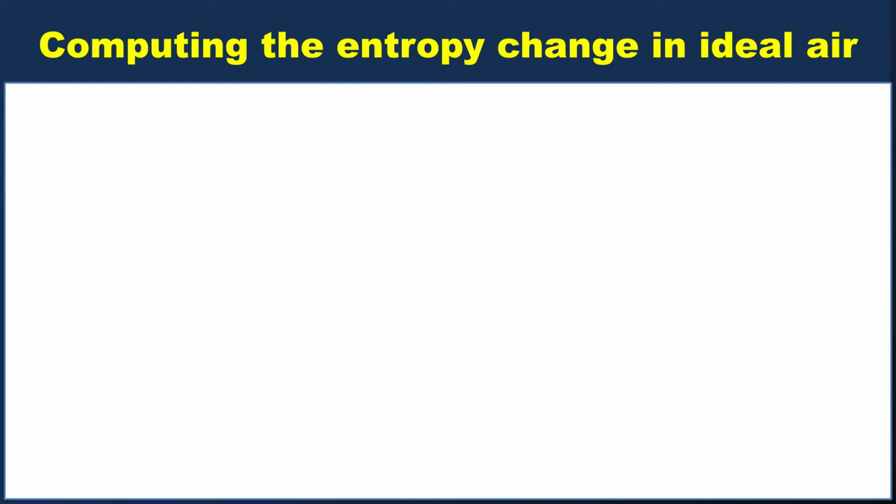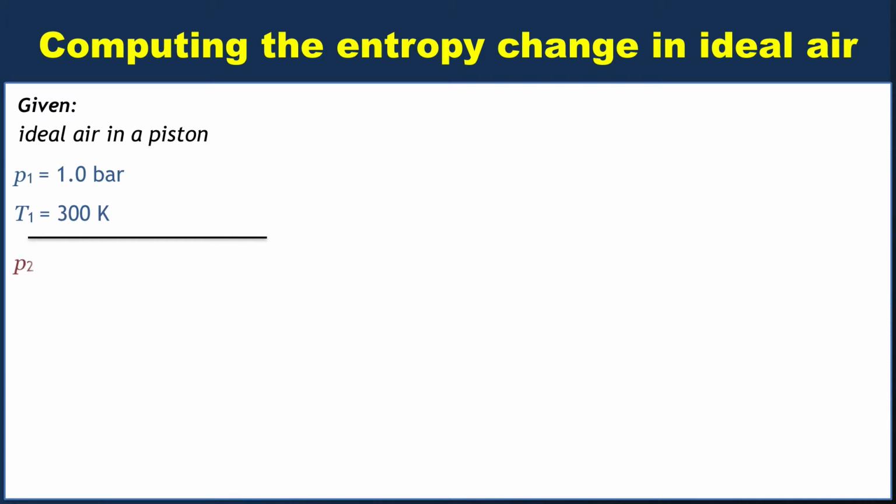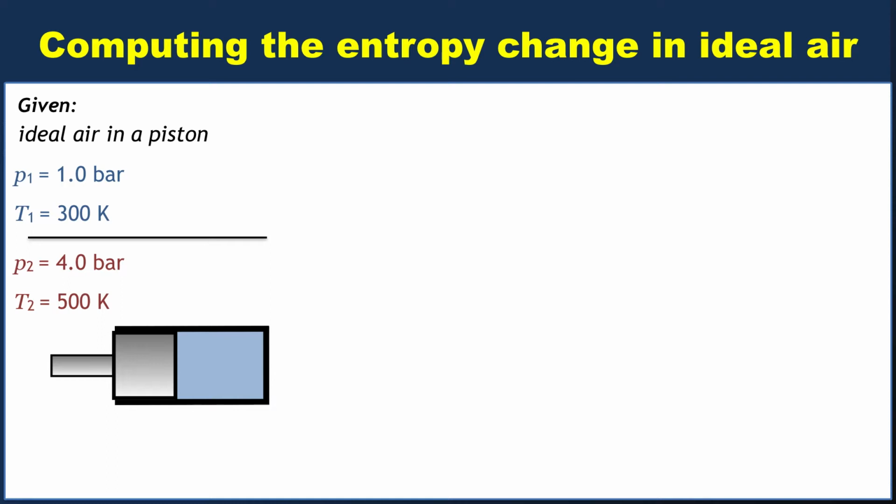Let's practice computing the change in specific entropy for air as an ideal gas. So we're given that we have some ideal air in a piston. We're told the initial pressure and the initial temperature, and likewise we're told the final pressure and the final temperature. And so here's our piston. Now, just looking at that, you may not immediately realize whether it's supposed to expand or contract.